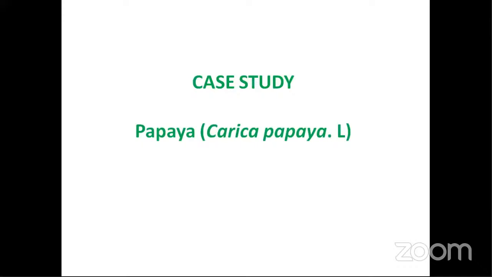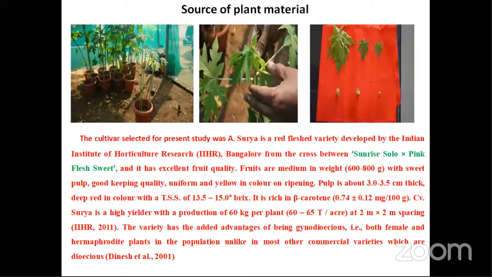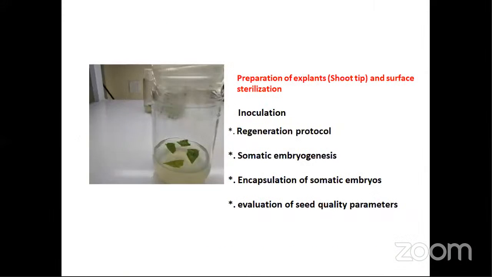Papaya, Carica papaya. This experiment was conducted in the University of Horticultural Sciences, Bagalkote, Shivayog et al., 2019. Here the source of plant material was Arka Surya, a red fleshed variety developed by IIHR Hesaraghatta, Bengaluru, from the cross between Sunrise Solo and Pink Flesh Sweet.